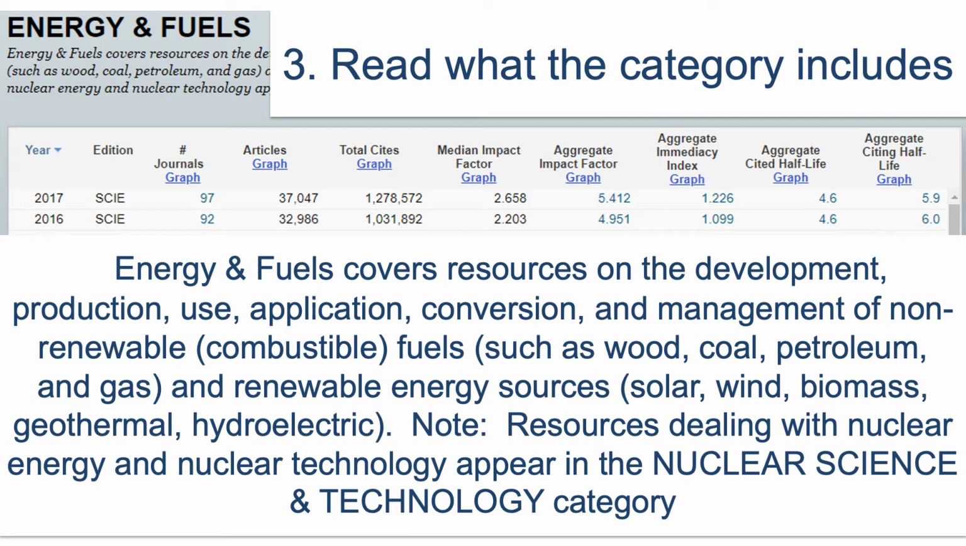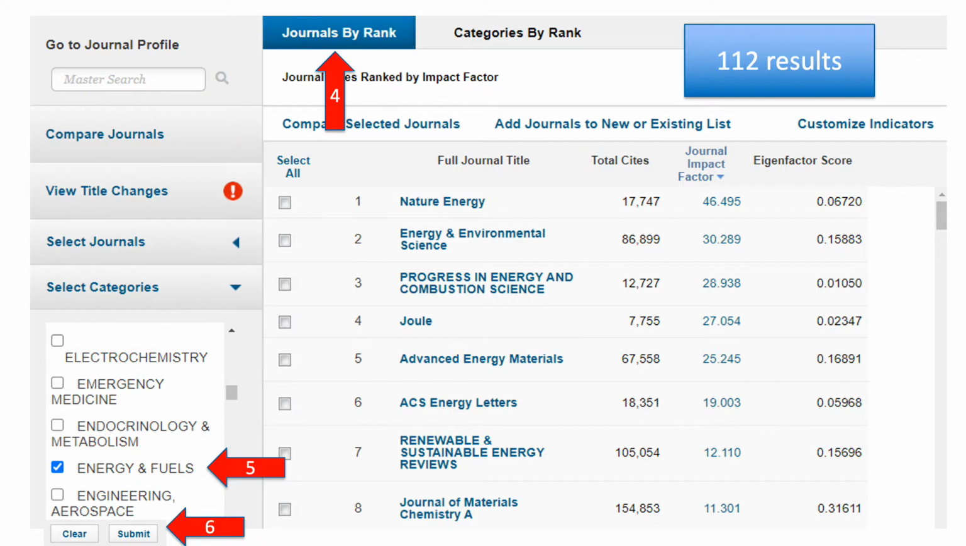I selected energy and fuels. By reading what this category includes, I learned that if I were to be interested in nuclear energy and technology, I should rather select nuclear science and technology for my paper. Firstly, go back to Journals by Rank at the top of the page. Then click on the selected category and scroll right to the bottom of the page to find the Submit button. Immediately thereafter, the list of results will appear on your right.